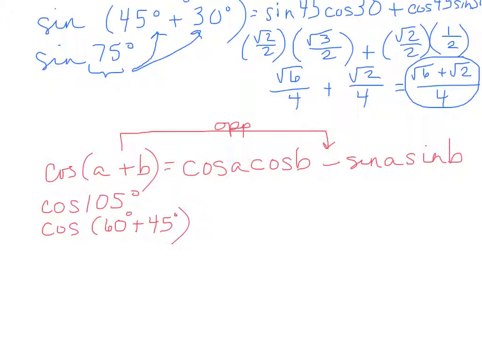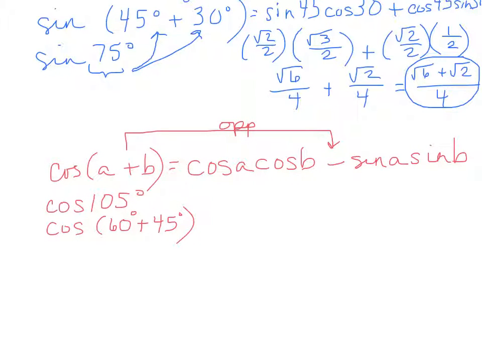So I'm going to fill it in exactly as the formula indicates. Cosine of the first one, cosine of 60 times cosine of 45. Opposite symbol here, so I do subtraction. Sine of 60 times sine of 45. And then the rest is all unit circle.